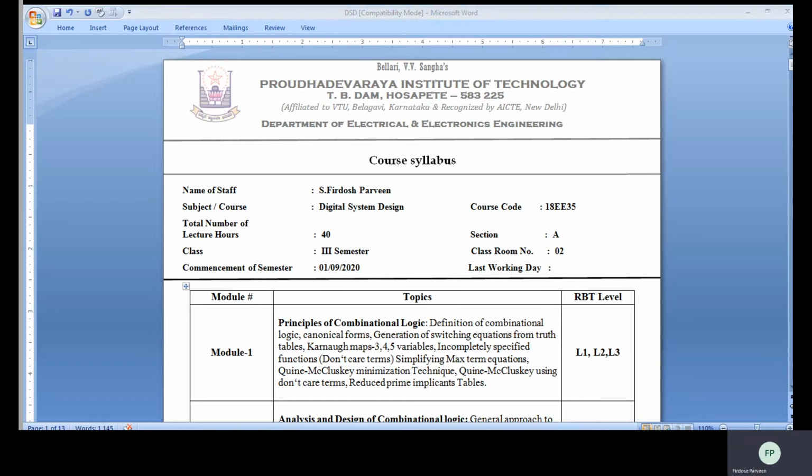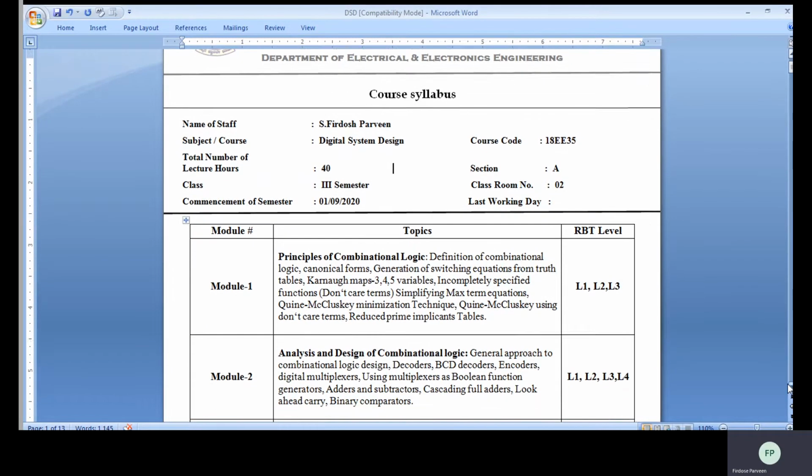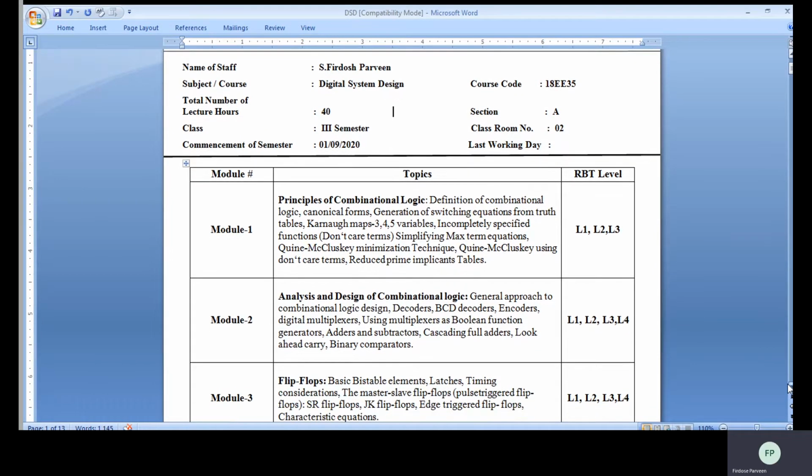So coming to the course, you'll be having principles of combinational logic. In that, you'll be studying about the definition of combinational logic, canonical forms, generation of switching equations from truth tables, K-maps. You'll be having Quine-McCluskey method for the reduction of the Boolean expressions. In module 2, you'll be having analysis and design of combinational logic. In that, you'll be studying about the decoders, encoders, multiplexers, adders, subtractors.